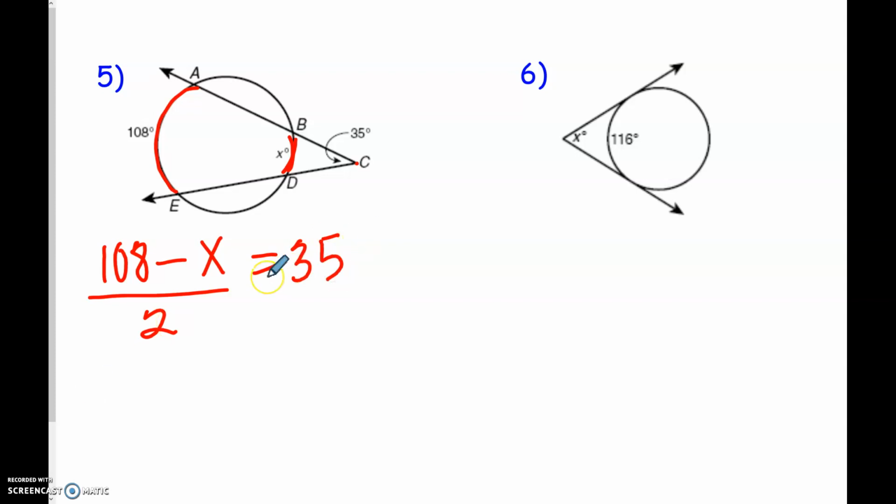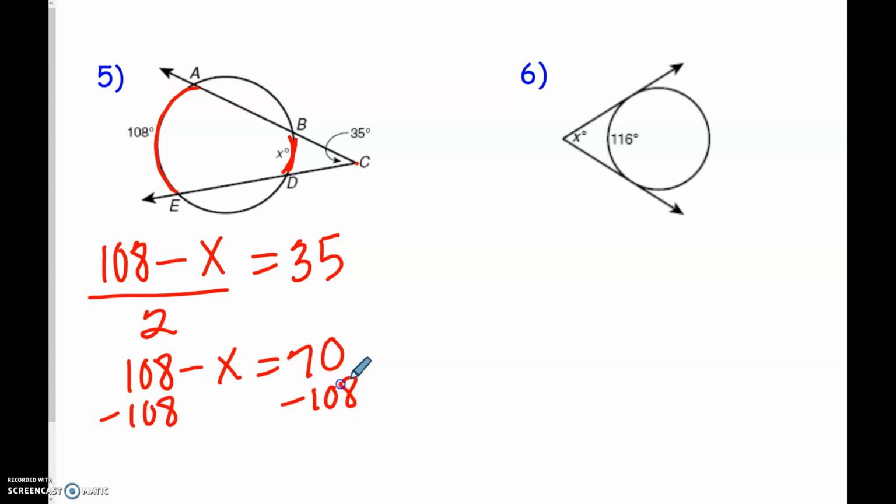Now to solve this, I'm going to multiply both sides by 2. So 108 minus x equals 70. I'm going to subtract 108 from both sides. And yes, we end up with a negative number over here, but that's okay because we have a negative x equals a negative 38. Multiply both sides by negative 1, and we end up with x being 38 degrees.